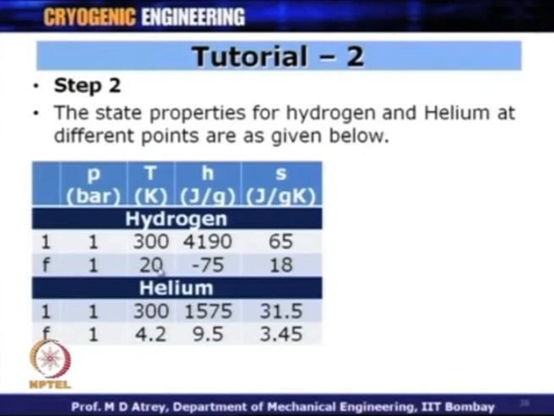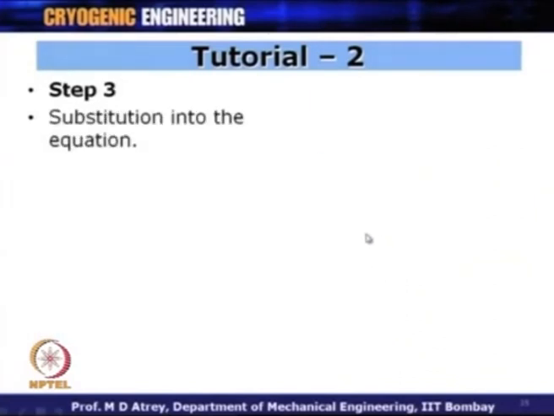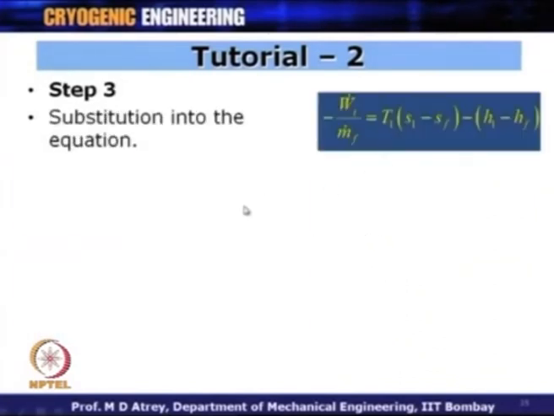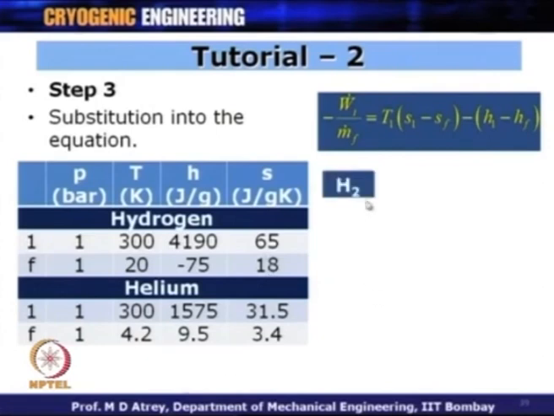So, if I put these values in this equation, what I get for hydrogen is 300 into S1 minus SF, which is this, minus H1 minus HF, which is this. Look at this minus sign, because this is with respect to a particular initial condition or zero point condition, and therefore, this minus 75 is written over there.